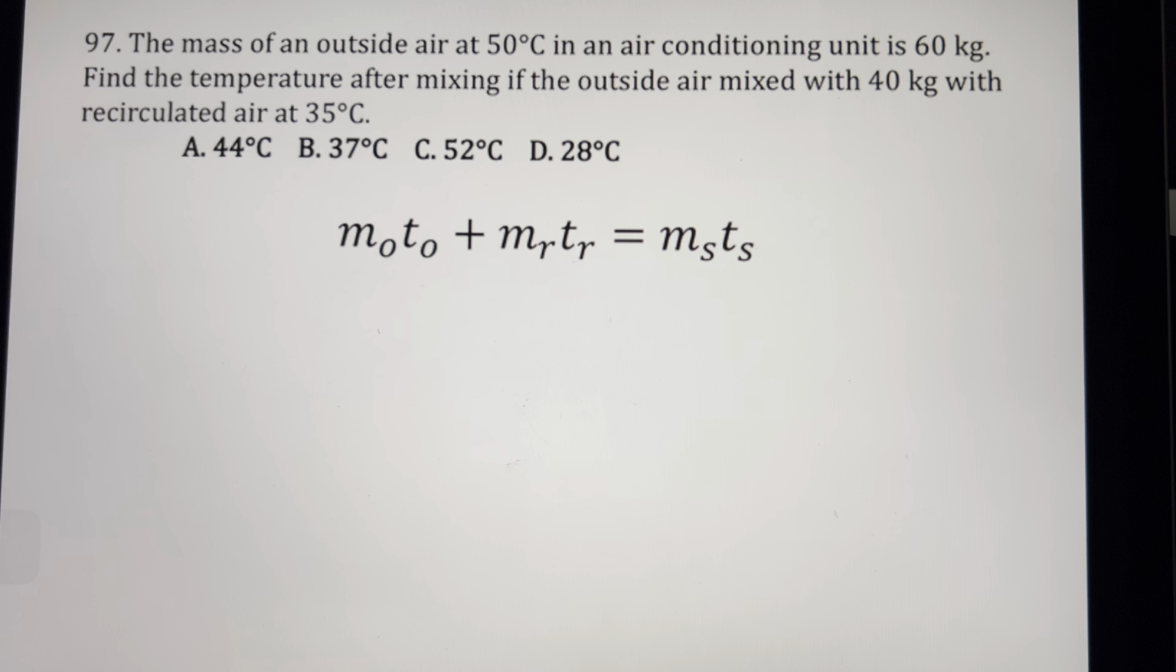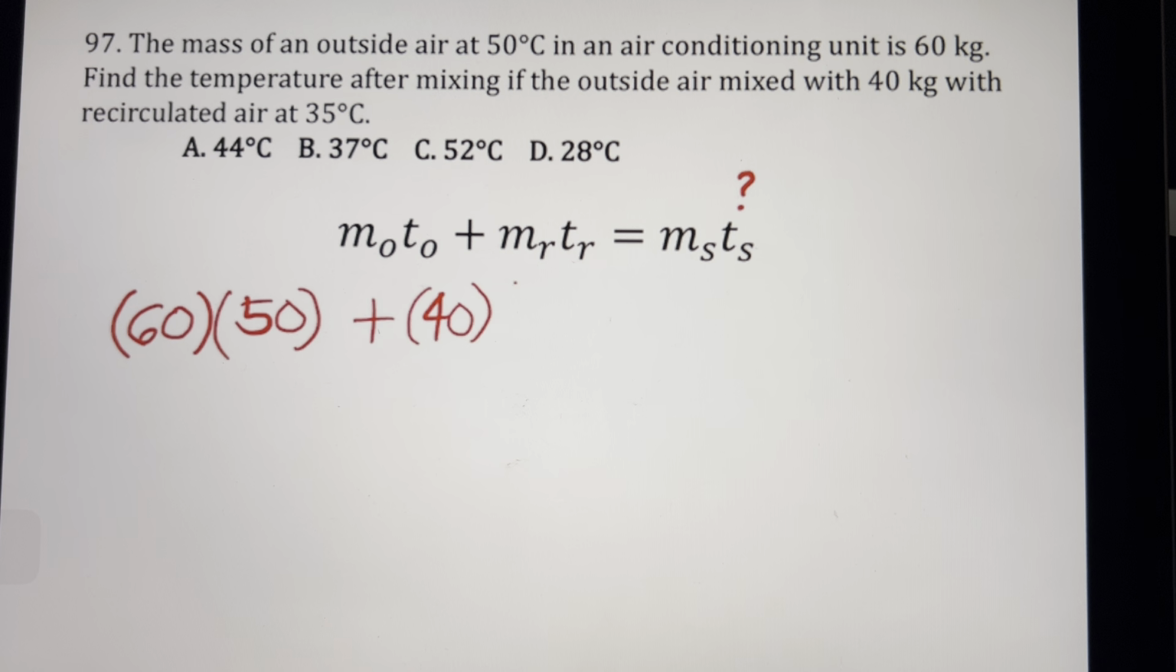plus the mass of the recirculated air times the temperature of the recirculated air is equal to the mass of the supply times temperature of supply. And the required here is the temperature after mixing or the temperature of the supply air. Okay, let's use our given. The mass of the outside air is 60 kilograms, while its temperature is 50, plus the mass of the recirculated air is 40, while its temperature is 35.